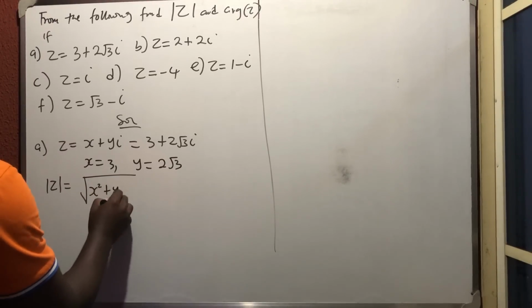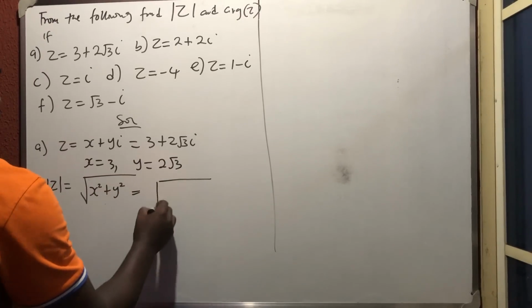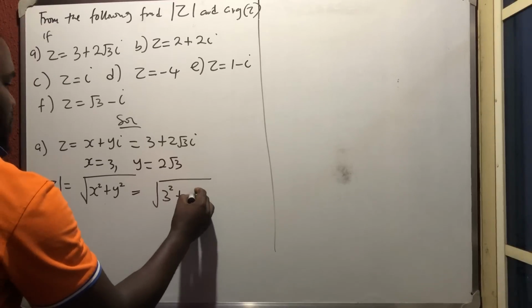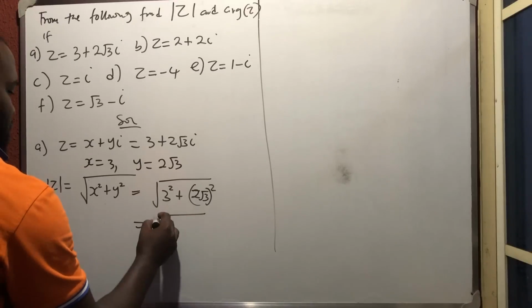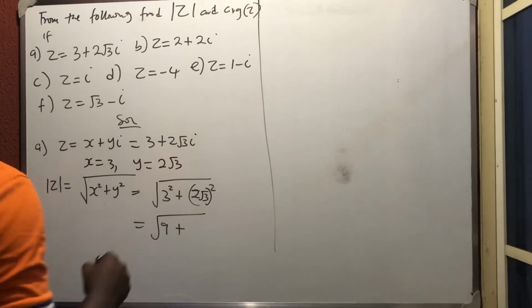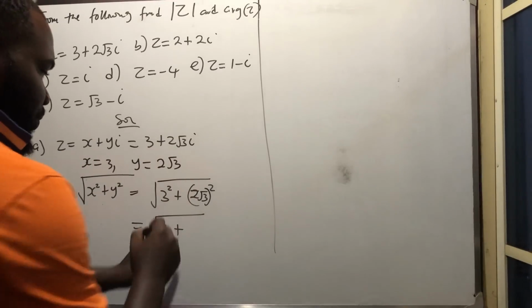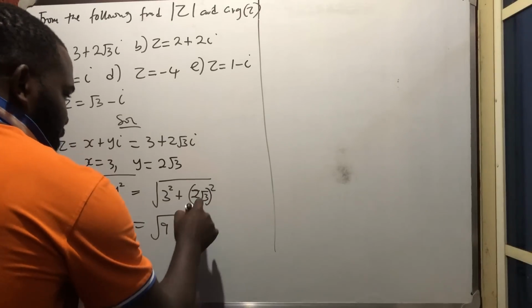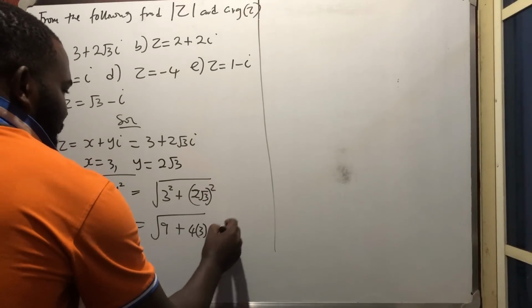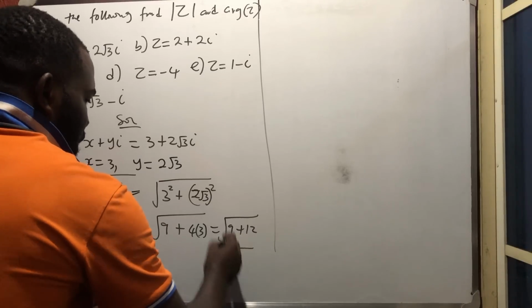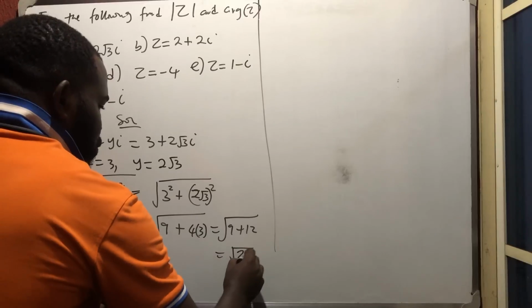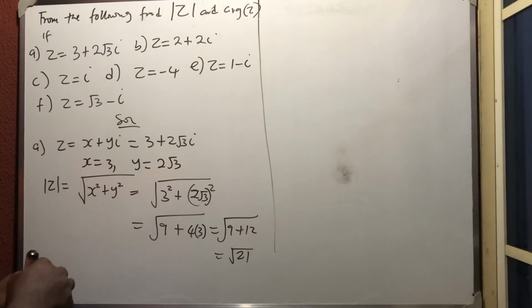Absolute value of z is called the modulus of z, which is the square root of x squared plus y squared, which is the square root of 3 squared plus 2 root 3 all squared. So I'm having the square root of 9 plus 2 squared, which is 4, times root 3 squared, which is just 3. So I'm having the square root of 9 plus 12, which is the square root of 21.